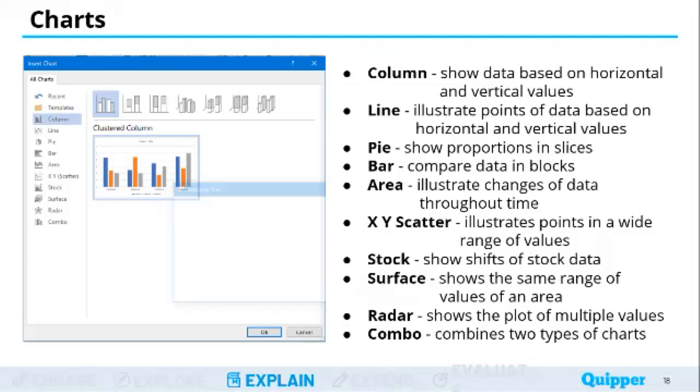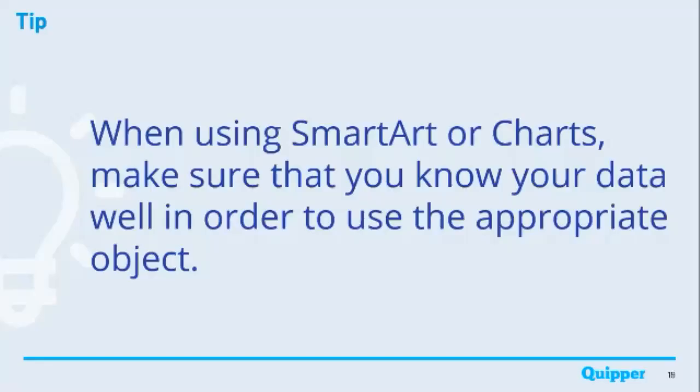XY scatter illustrates points in a wide range of values. Stock shows the shapes of stock data. And surface shows the same range of values of an area and shows the plot of multiple values. Combo combines two types of chart.